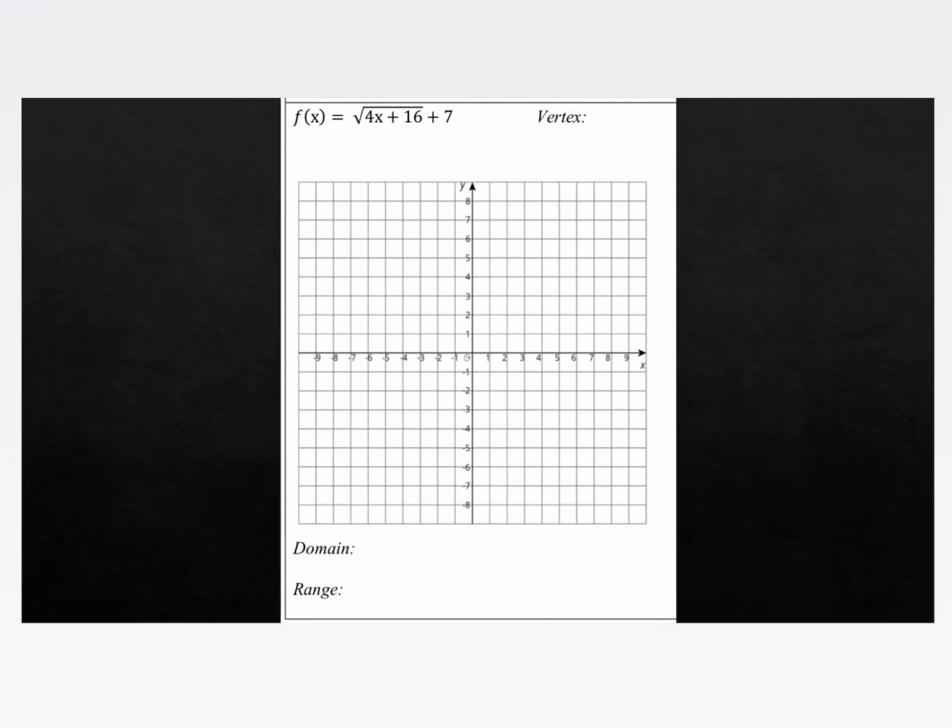Let's go on to the next example. f of x equals the square root of 4x plus 16, plus 7. Now right off the bat, this doesn't look like it's truly in vertex form. We can actually simplify this. So let's first rewrite it: the square root of 4x plus 16, plus 7. Now if we want to focus on the radicand, the values that are underneath the radical, we have 4x plus 16. Can we simplify that any further? Well, we can factor out a 4 to get the square root of 4 times (x plus 4), plus 7.